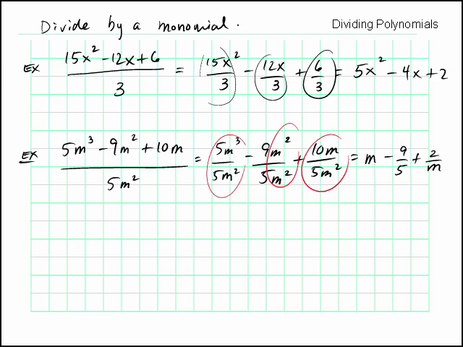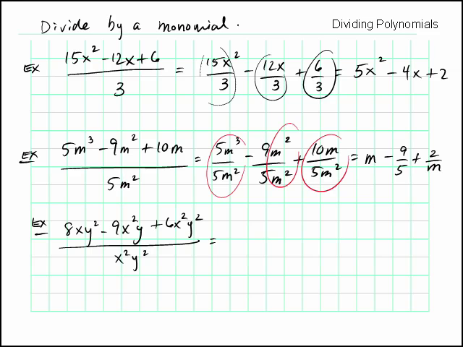Let's do one more where we divide by a monomial. Let's take this example: 8xy squared minus 9x squared y plus 6x squared y squared, and we want to divide that by the monomial x squared y squared. It's supposed to be a 2 there. Let me fix that. 2.